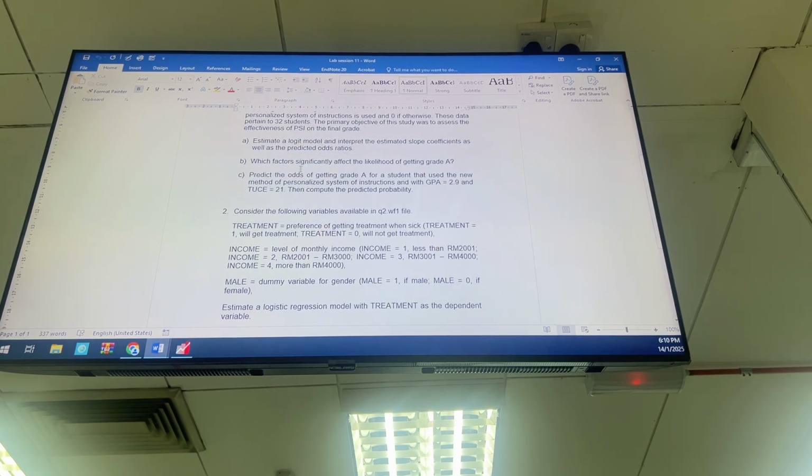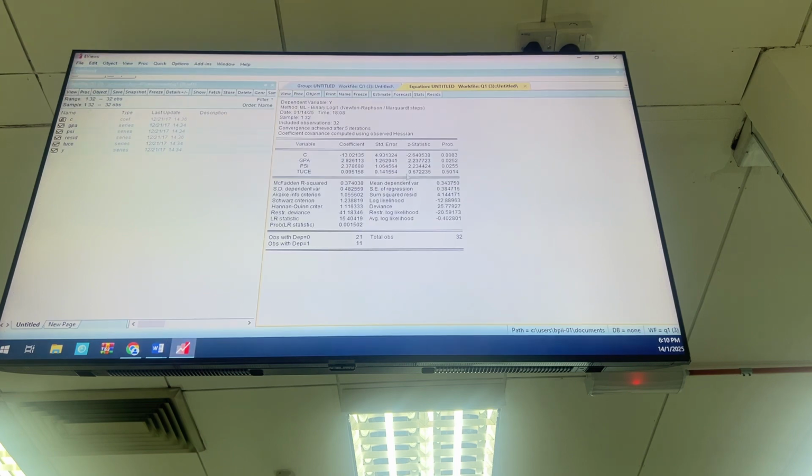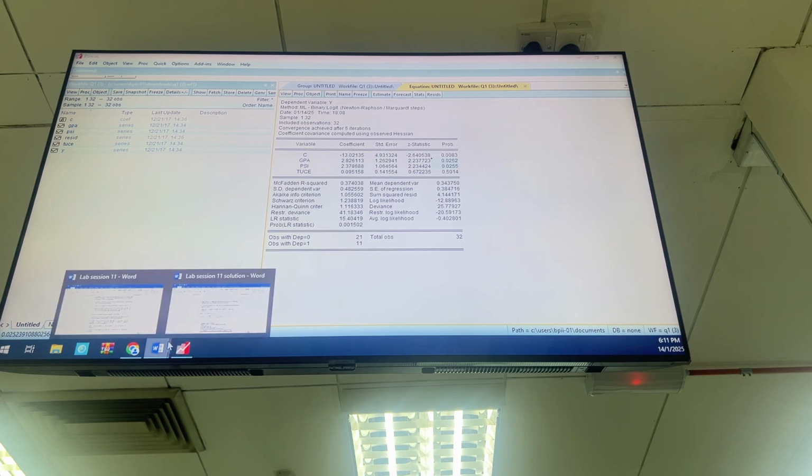So B, which factors significantly affect the likelihood of getting grade A? So you identify that in terms of the p-value significance. In this case, GPA is significant, but TCE is not significant because it's greater than 0.05. Normally, if the question does not mention the significance level, you can just use 5%, 0.05. But if the question says perform the conclusion at 10%, then it's 10%. So this one, only 2 are significant.